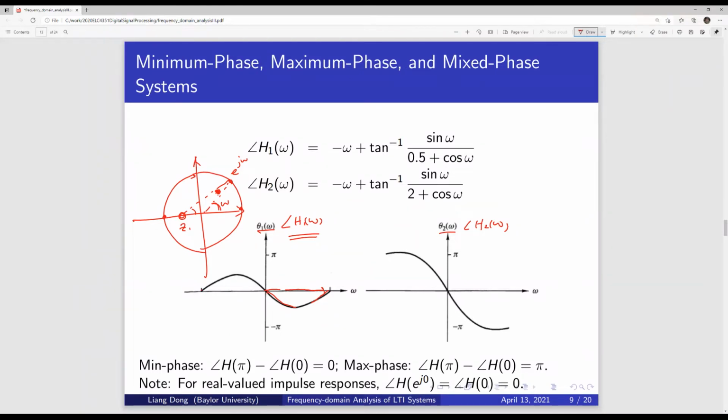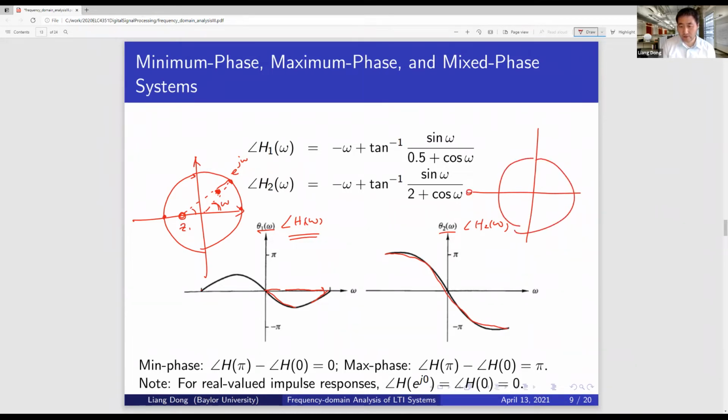And the angle of H2(omega) looks like that, because I have a zero that is outside the unit circle, which is here at -2. For this filter, when I travel along the unit circle, especially when I reach the point at omega equal to pi, I'm actually looking at this angle. It spreads into two parts, one ending here and one ending here. So this angle is pi, and indeed we got a pi here.